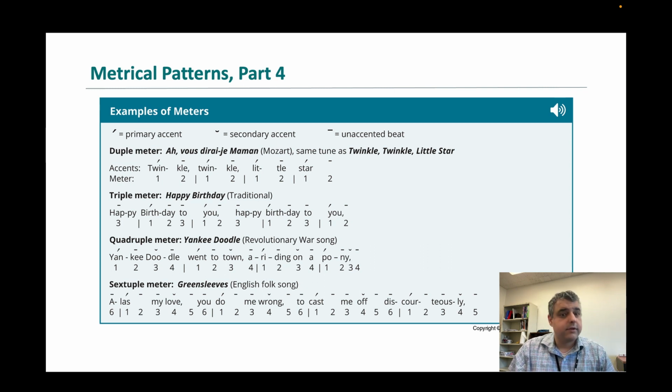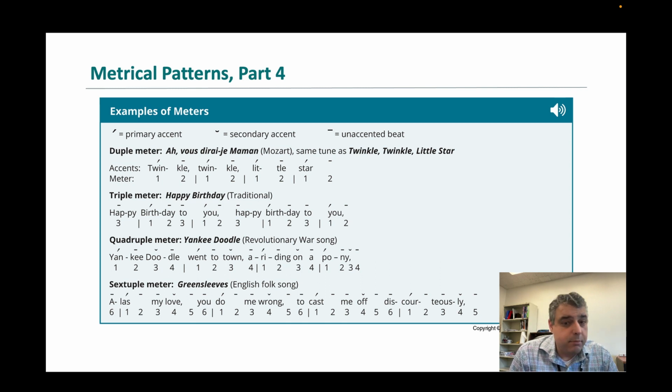Happy Birthday is in 3/4 or triple meter. So you'd have happy birthday to you, happy birthday to you. You can hear that accent over that strong beat on birthday. Quadruple meter, our example is Yankee Doodle. Yankee Doodle went to town riding on a pony. You can hear the strong downbeat on Yankee and then went.